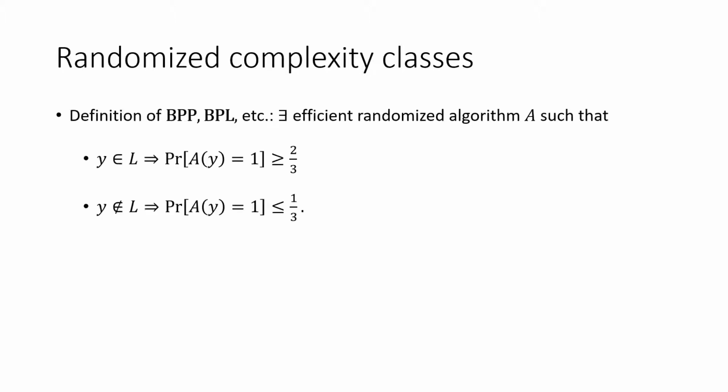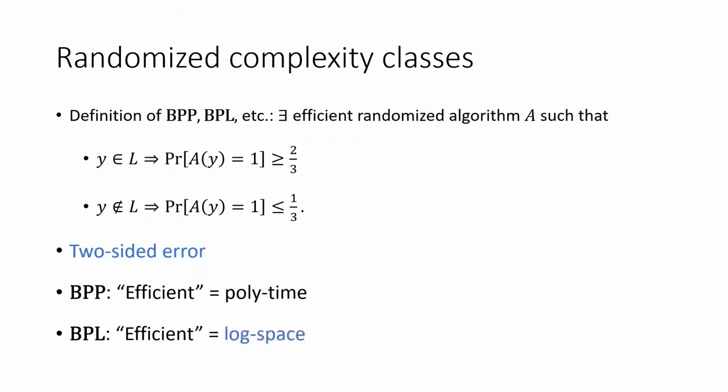Recall that BPP is the class of problems that can be solved in randomized polynomial time, where we allow the algorithm to have two-sided error, meaning that it's allowed to occasionally give false positives and it's allowed to occasionally give false negatives. We just require that on each input, the algorithm gives the right answer with high probability. Similarly, we would like to design deterministic log space algorithms for languages in BPL. Recall that BPL is defined just like BPP, except that instead of randomized polynomial time, we're talking about randomized log space.